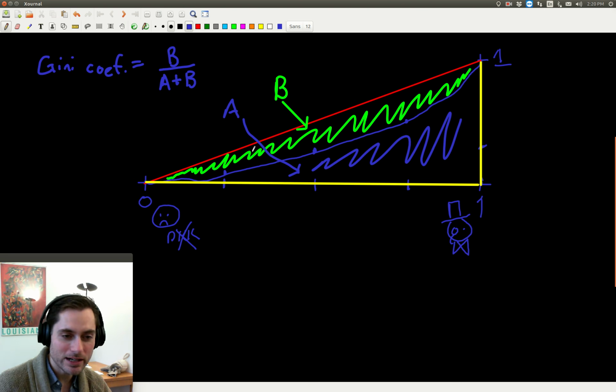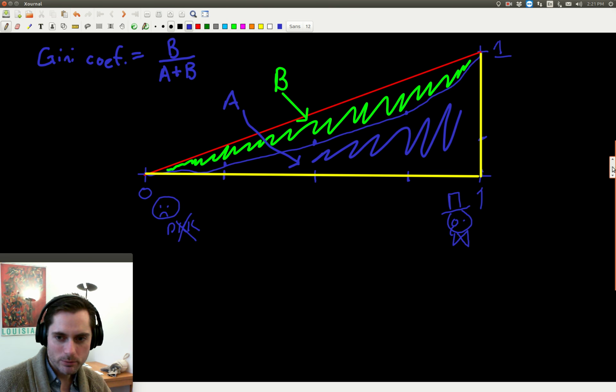Here, the green area, the way we've drawn it here with the blue Lorenz curve, is, say, a little bit less than half the area of the triangle. So then this would be like 0.4 or something for the Gini coefficient.